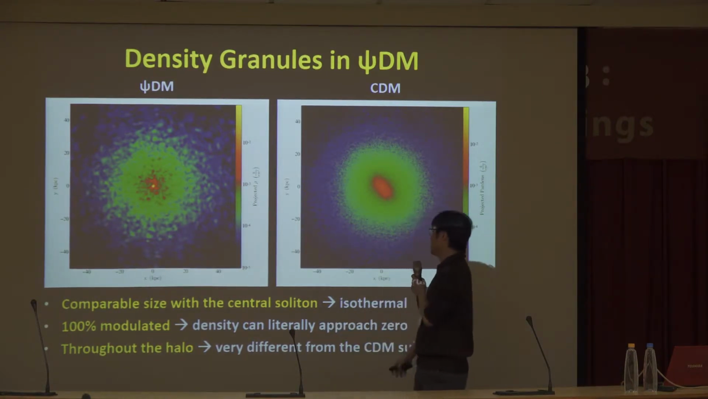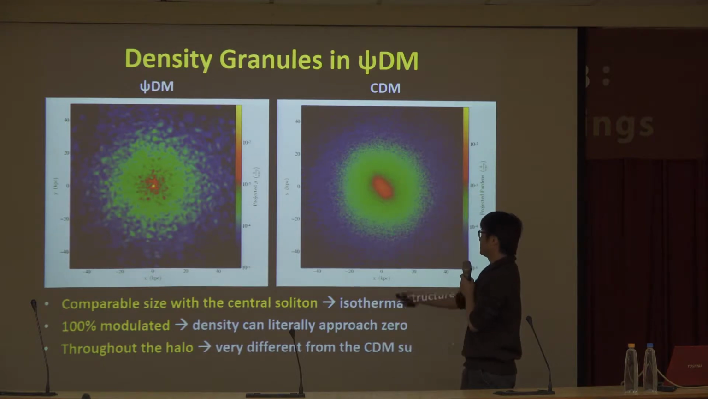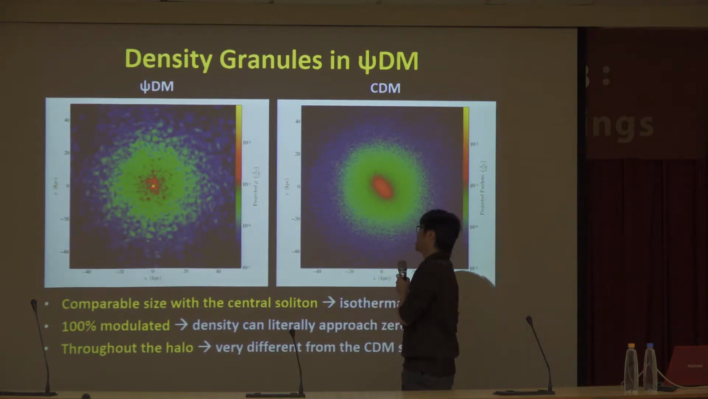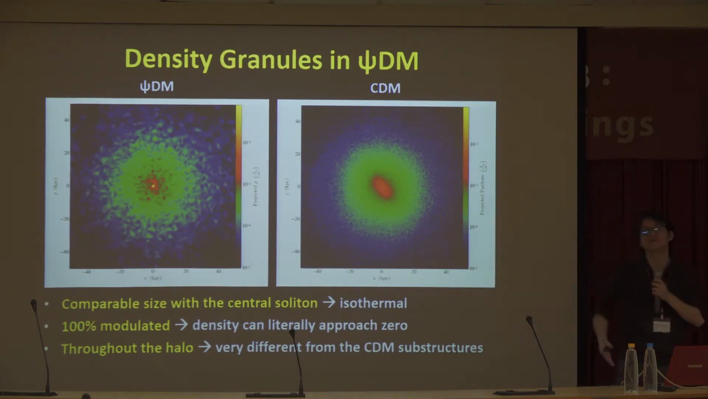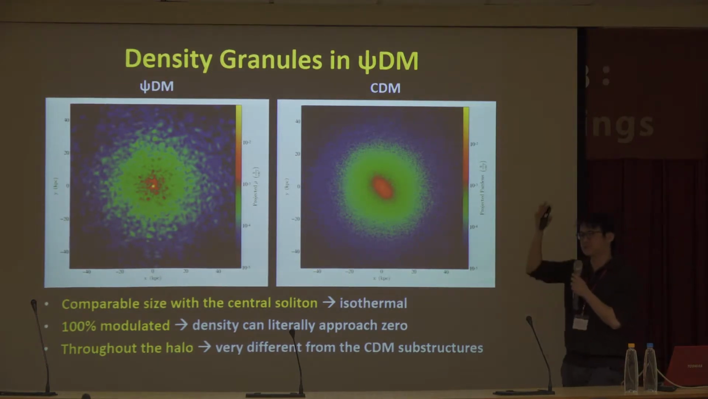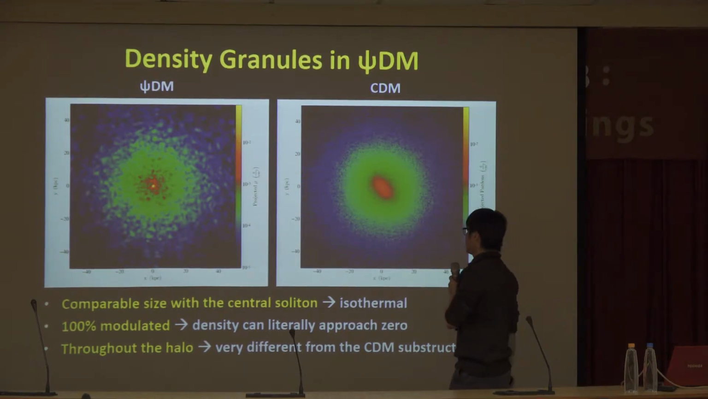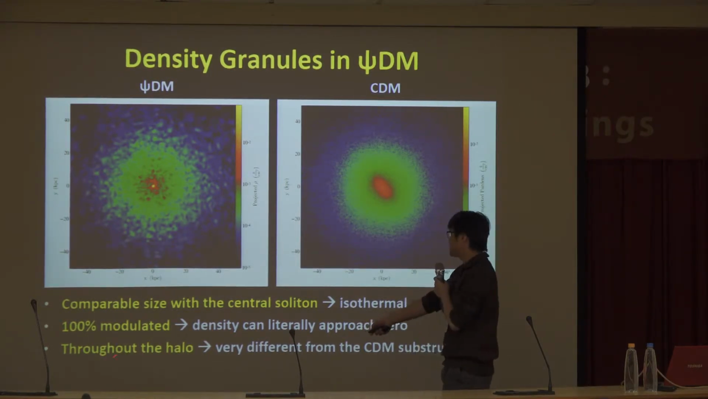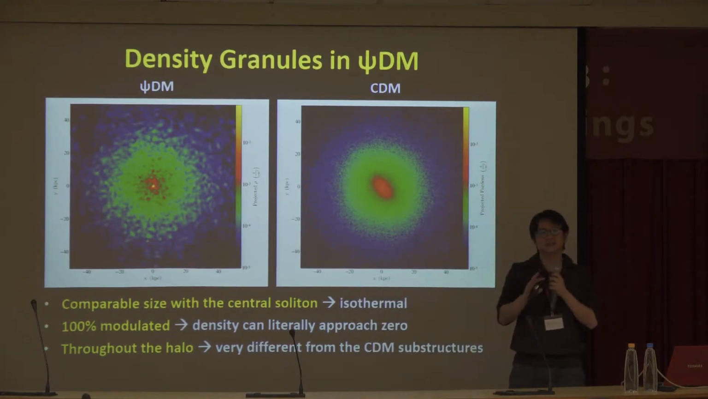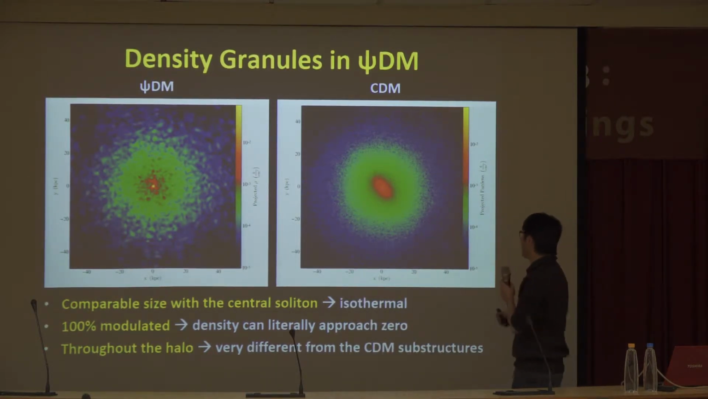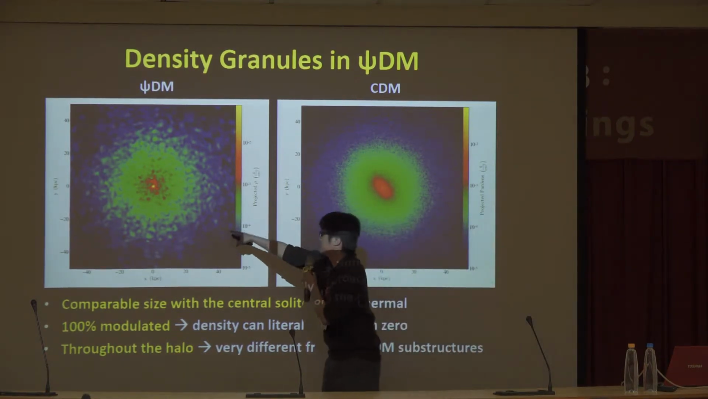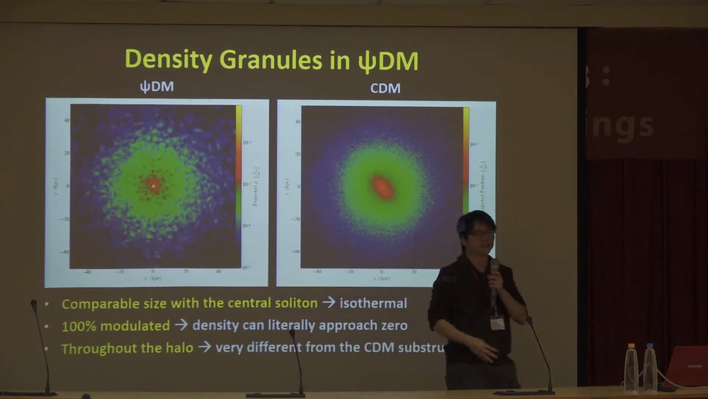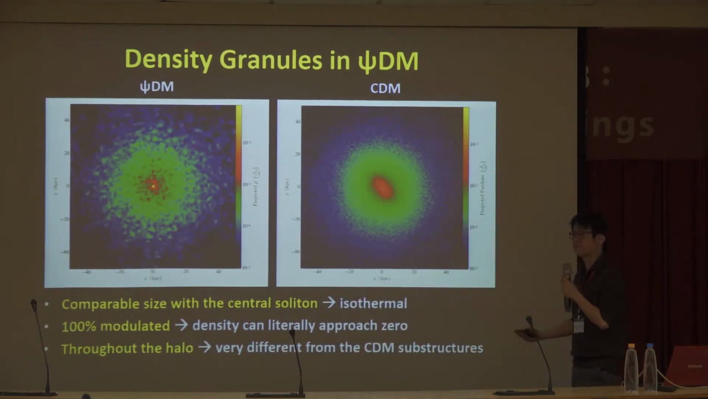Furthermore, this density granulation has 100% modulation, meaning that the density can literally go to zero. So the perturbation is not actually a perturbation; this fluctuation is very large. So it's very different from the CDM prediction. Also, this density granulation is everywhere. It is distributed throughout the entire halo. It's not like the substructures in the CDM model, where you have a subhalo here, a satellite there. It's not a subhalo here. It's just density fluctuations everywhere. So that's very different from the CDM prediction.